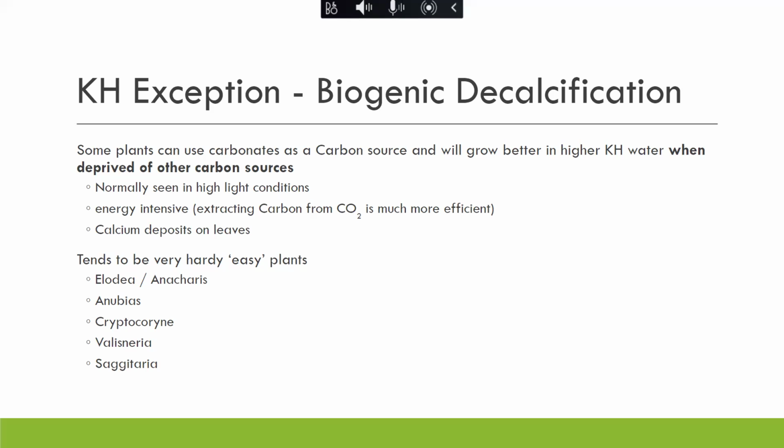It's very energy intensive for plants to do this, so they only do this when they don't have enough carbon sources, generally that's CO2. So in non-CO2 injected tanks, this is something that you may see if you're putting really bright lights on plants that are able to do this. Some of those plants are the Elodea, Anacharis, Anubias, Cryptocorynes, Vallisneria, and Sagittaria. And they tend to be very easy, hardy plants that do it.